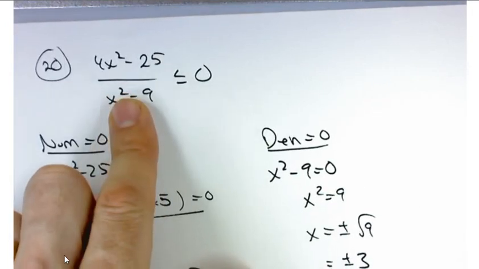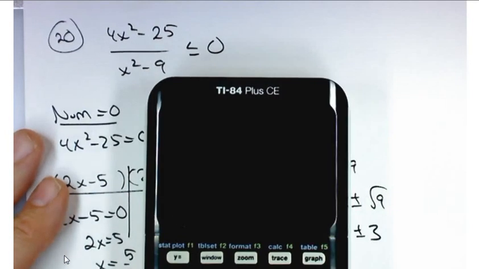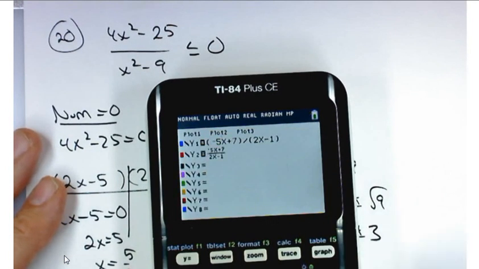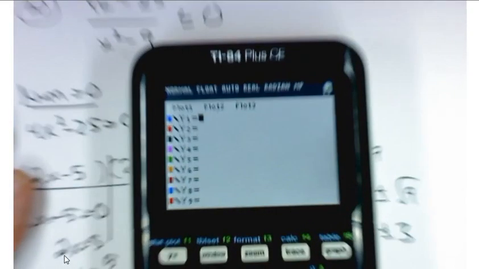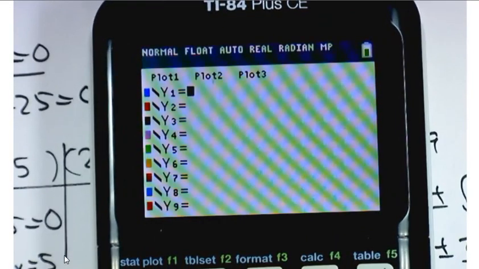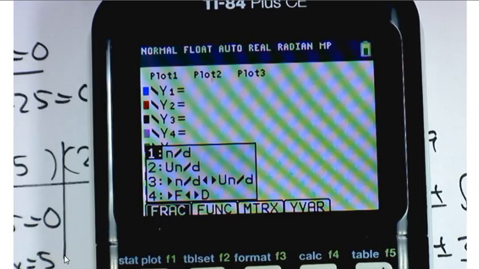We got to enter that function into our calculator. So let me clear out the old ones. Now, as I said a moment ago, you either have to use the fraction key or put parentheses around the numerator and denominator.